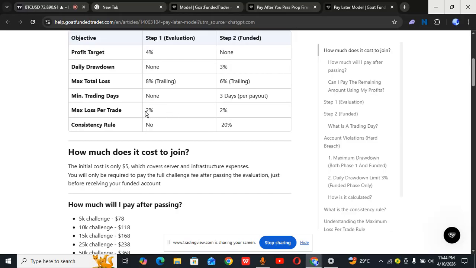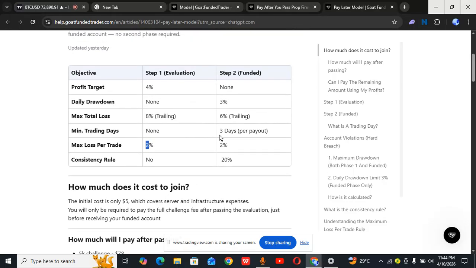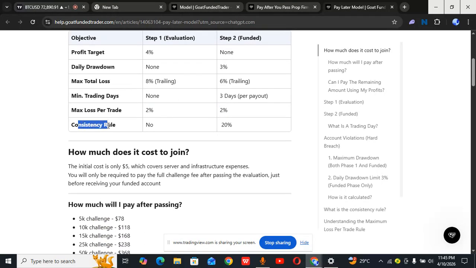So the best thing is just for you to risk 1% or maximum 1.5% when you are trading this particular account, both on the evaluation phase and also on the funded phase. Now over here, we have the consistency rule.